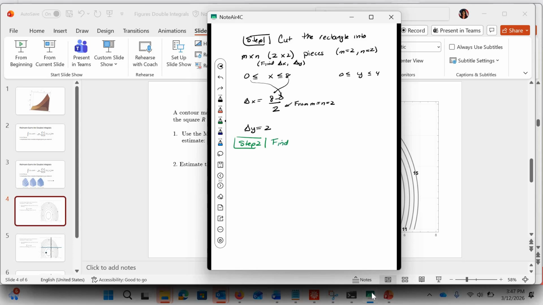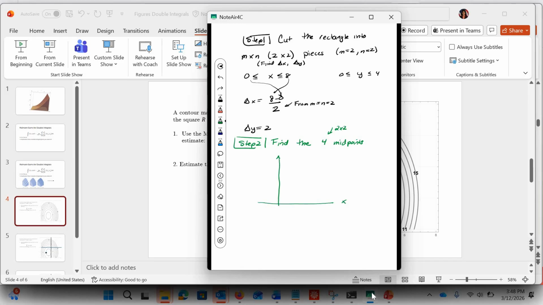The goal is to find the 4 midpoints. How do I know there's 4? Because I have 4 boxes, 2 times 2. So on my little map, this is what it looks like.